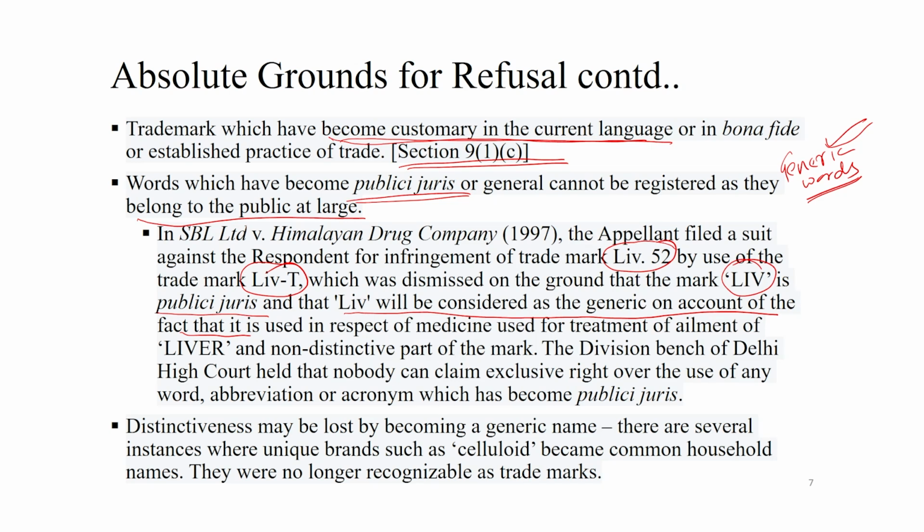So almost most of the drugs which are used for treatment of liver ailments will be using this word Liv in that trademark. It is common to all and therefore it is not a distinctive part of the trademark. So in the claimed trademark Liv 52, the court declared that this part Liv is not the distinctive part of the trademark because this is nothing but liver and which should be common to all.